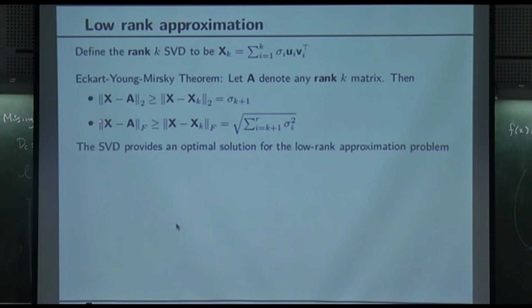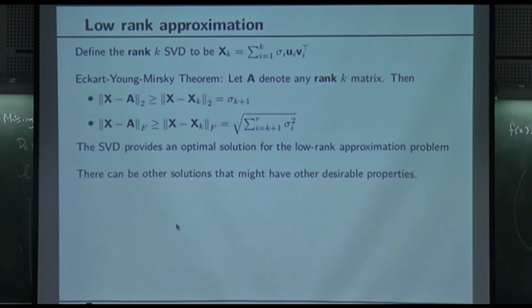If you look at the difference between X and A in terms of the Frobenius norm, that is going to be greater than or equal to X minus X_k in the Frobenius norm, which is defined as the sum from k plus 1 to r of sigma_i squared. So the SVD provides the optimal solution to the low rank approximation problem, provided you are measuring distances by either the spectral norm or the Frobenius norm. If you decide to measure differences with respect to some other norm, then SVD is not the solution. SVD is the solution of the rank approximation problem only for these two norms.